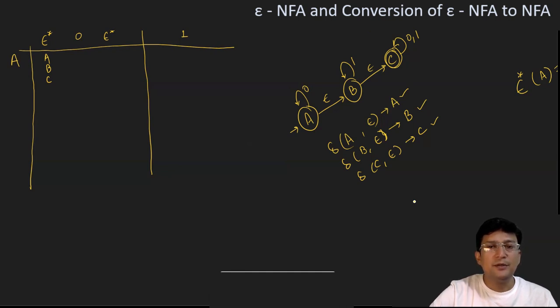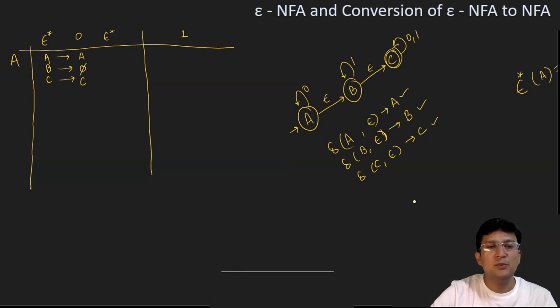Now, A on getting 0, you will refer to the epsilon NFA given on the right hand side. A on getting 0 remains at A state only. Now, B on getting 0, this is undefined, so I'm writing phi. And C on getting 0 remains at state C only. So you can see that there are three things that we have defined here. First thing is that we have computed the epsilon closure of A. Those are A, B, and C. Then A on getting 0 moves to A state. B on getting 0 is undefined. C on getting 0 is C.